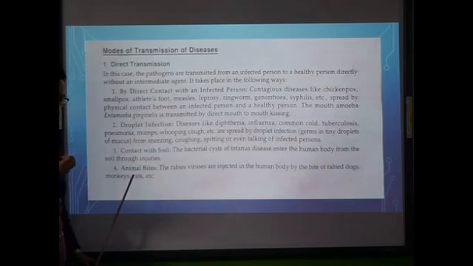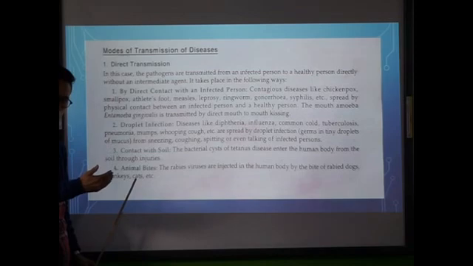And even last we can say over here, from the mother to the fetus also, most of the diseases can be transmitted through the placenta. So through the placenta also, the disease can be transferred directly from the mother to the developing fetus.